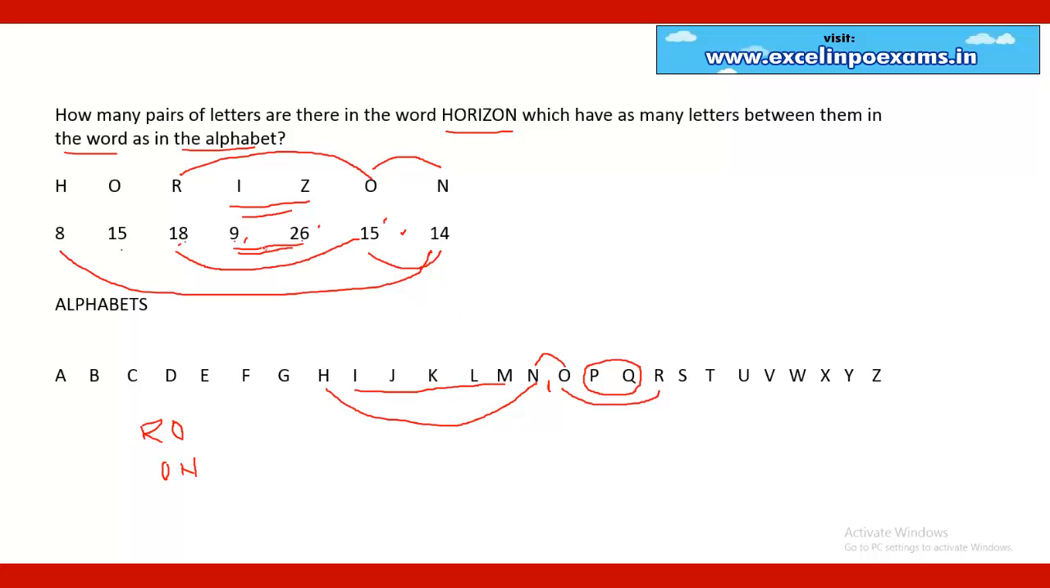Now check for the word. How many alphabets are there? O, R, I, Z, O. There are 5 alphabets, and therefore HN is another pair that satisfies the given condition, and so in all there are 3 pairs.